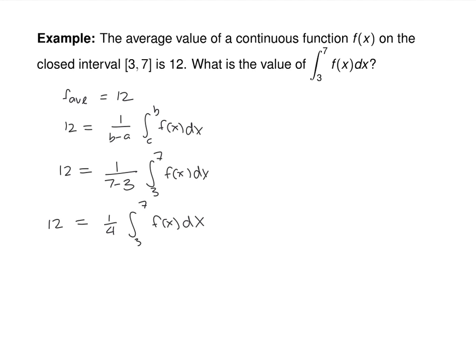And then you can treat that integral as sort of like an unknown quantity and get rid of that 1/4 by multiplying by 4. And we'll have that 48 is equal to the integral from 3 to 7 f of x dx.